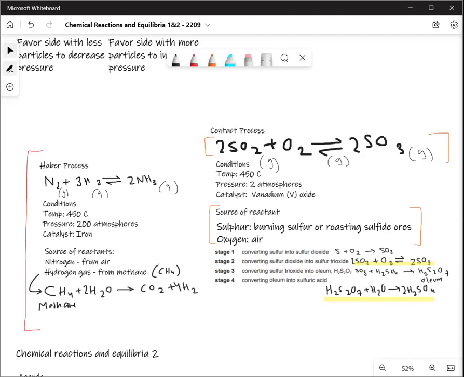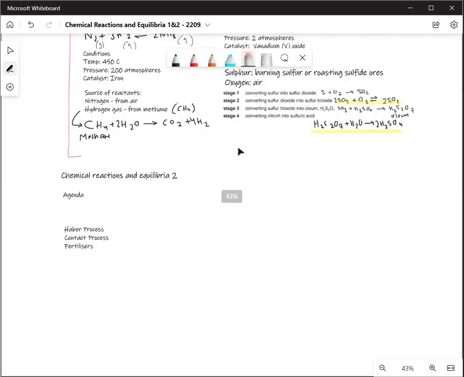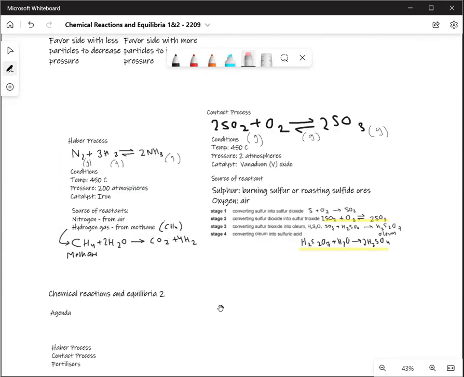Done, sir. The whole thing is done. Even the conditions, the stages, and the equations. Yes, sir. Okay, that's good. Alhamdulillah. Fine. Let's continue. I hope Niranjana, you have finished as well.